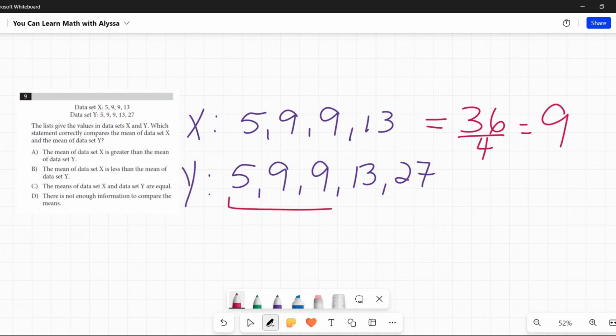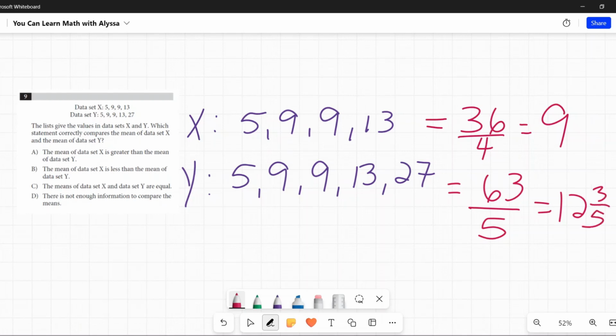This one, we got 5, 9, 9, and 13. We already know that adds up to 36. And then we add 27 on it. That adds up to 63. And we have 1, 2, 3, 4, 5 data in that data set. So I'm going to divide by 5 to get the mean. And 63 divided by 5 is 12 3/5.